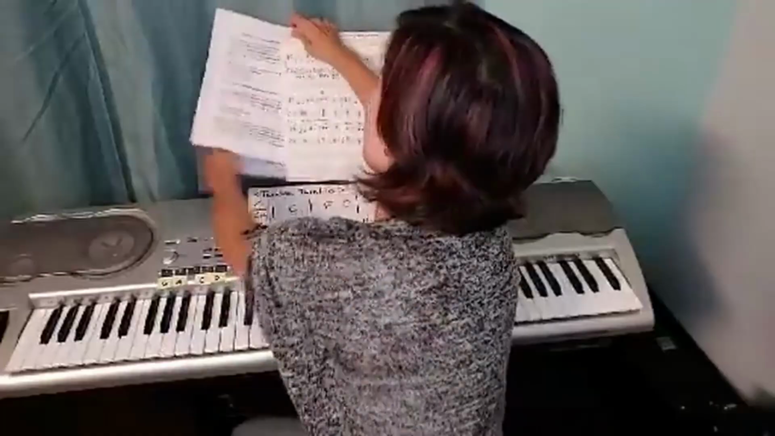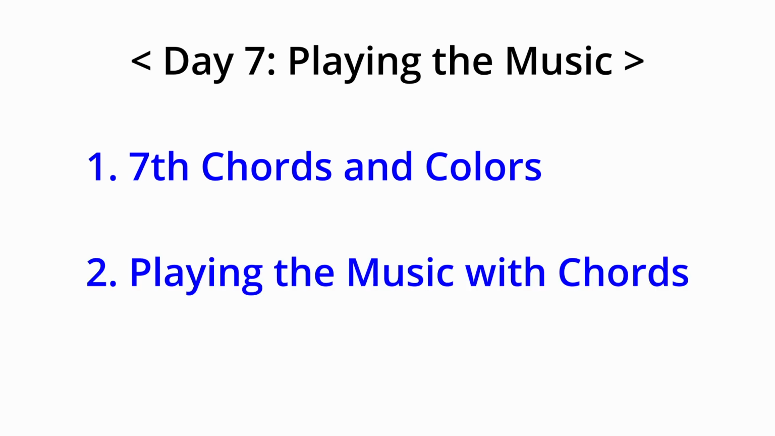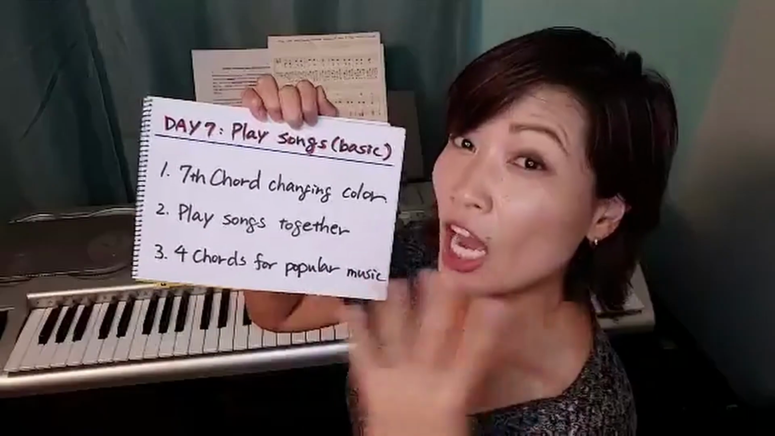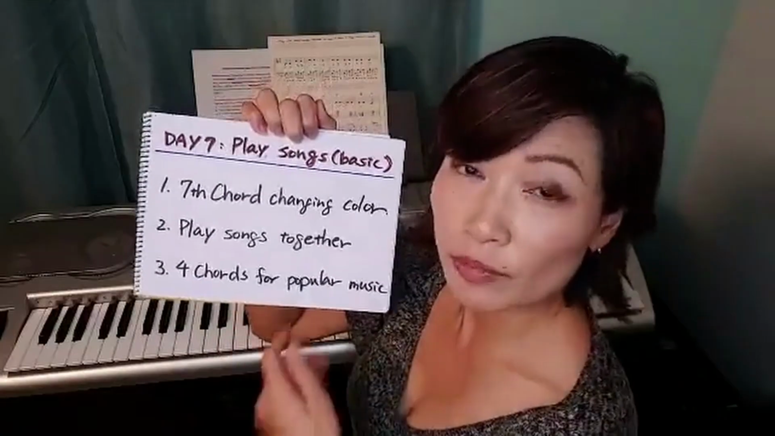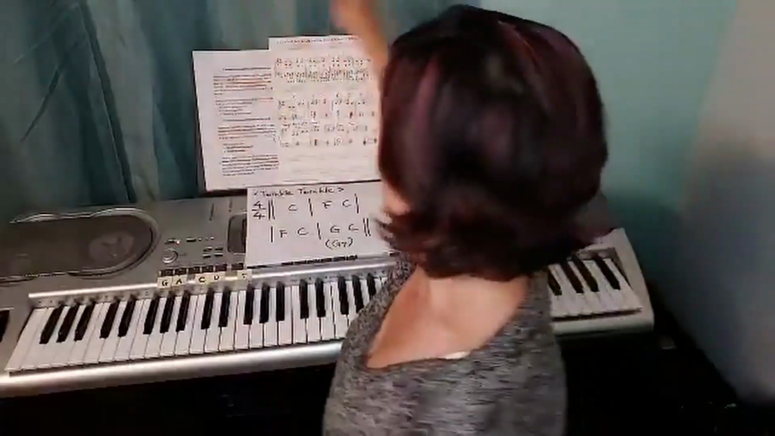Okay, so today, the first topic is the 7th chord and how it changes the color of the music. The second one is to play songs together. And the third one is 4 chords for popular music. So I'm going to introduce you to just 4 chords and you will be able to play like 100 different types of music.